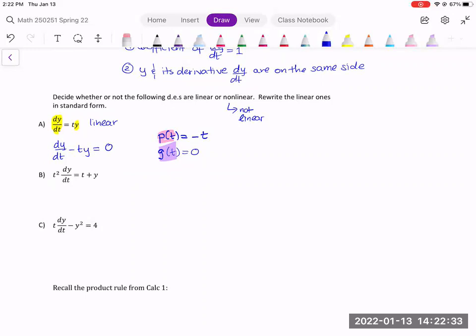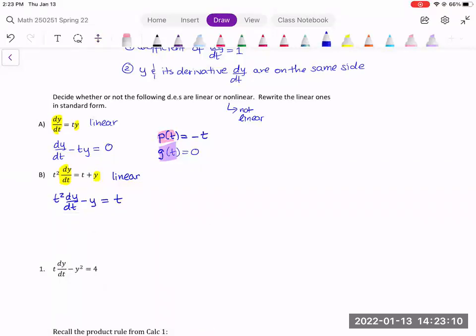Next, we look at the second example here. We see the derivative and the original function just show up as they are. They're allowed to have coefficients that are functions of t. So this is also linear. Okay, let's do a little bit of rewriting. I'm going to start by moving everything, like y and its derivatives, to the same side. So that gives us t squared dy/dt minus y equals t.